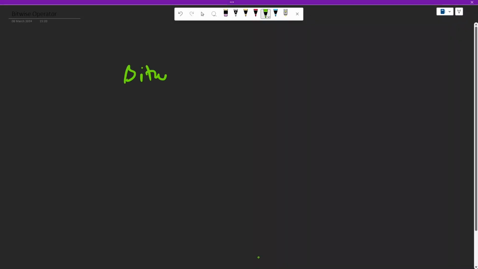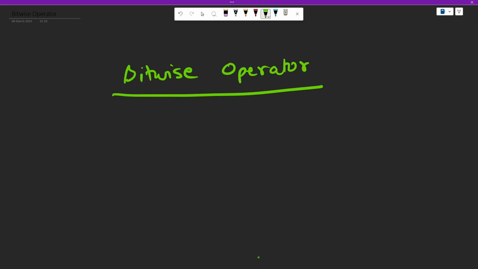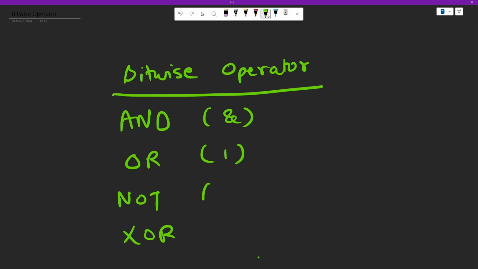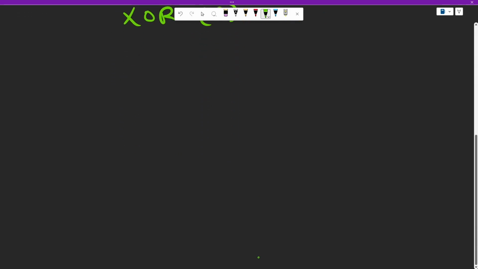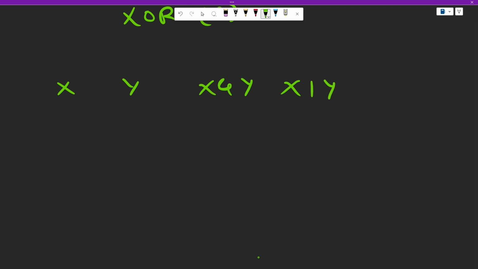So, bitwise operators. In bitwise operators we need to know only four things: AND, OR, NOT, and XOR. So this is how they are represented. Okay, so let's take an example. Let's say we have x, y, x AND y, x OR y, x XOR y.